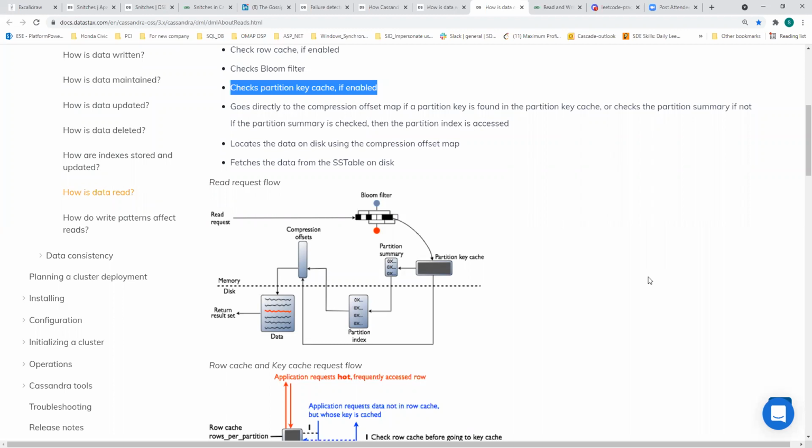So for every key, it will give you an offset, right? And you will go to that offset in your SS table. It will give you the offset, and corresponding to that offset, you go to those SS tables and pick the data. I mean, the partition key is a range, right? It can have multiple offsets in it.